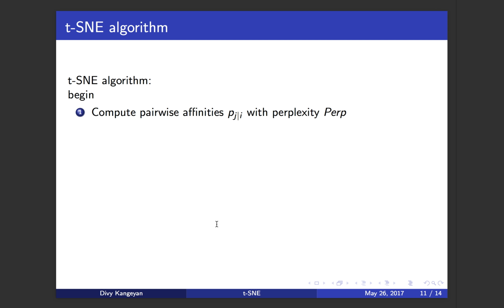So here's the step-by-step process of the t-SNE algorithm. You start with pairwise affinities Pj given i in the high dimensional map with the given perplexity perp. And then you set Pij equal to Pi given j plus Pj given i, divided by 2n. So n is the number of data points.